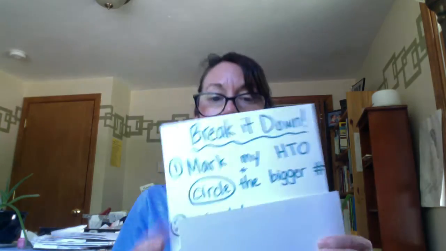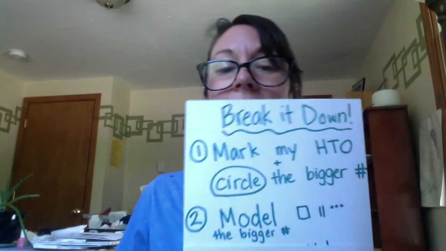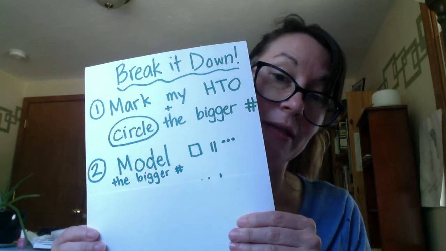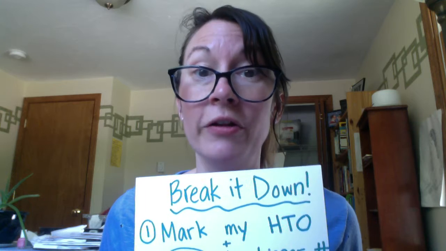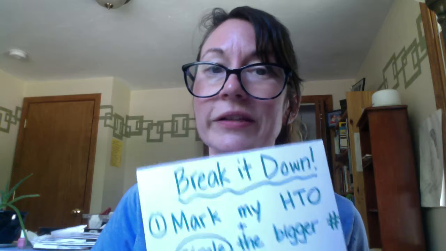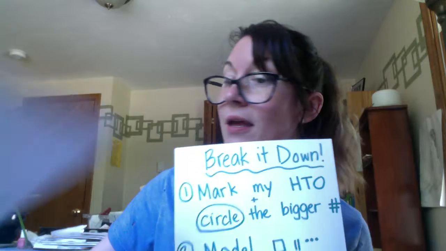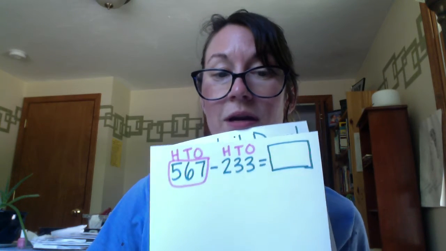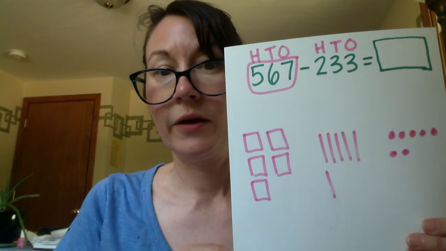All right. Step two, what is it? Make a model. Model it. And I always like to model my bigger number first. And when we are doing subtraction, it's really important that we model the bigger number. Just another reason why I like to do that step one, circle it, and model that bigger number first all the time. So let's see. There's my circled number. I'm going to model 567. I'll be right back.